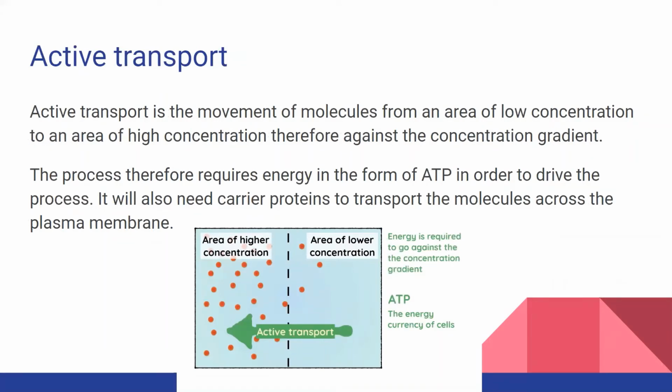Active transport is the movement of molecules from an area of low concentration to an area of high concentration, therefore against the concentration gradient. The process therefore requires energy in the form of ATP to drive the process. It will also need carrier proteins to transport the molecules across the plasma membrane. The diagram clearly shows how active transport will work and how molecules are being transported from an area of low concentration to an area of higher concentration.